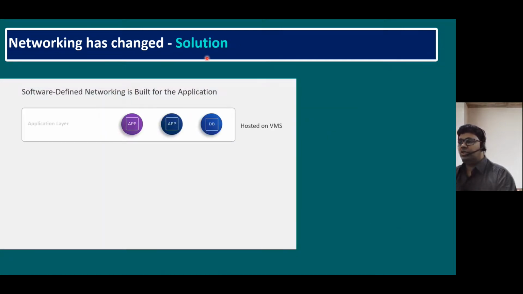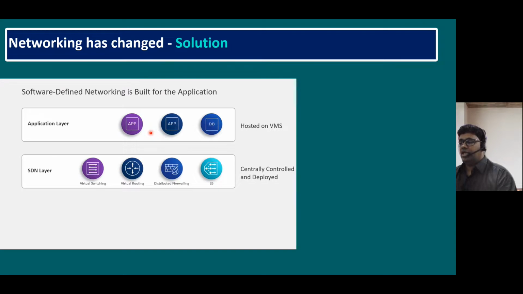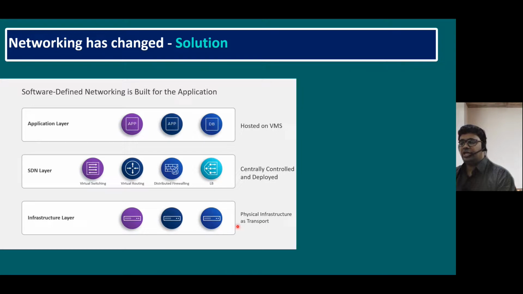Networking has changed. The solution is a software defined network built for the applications. Let's say within our application layer, we have app VMs and a database VM hosted on VMs. These are all running as virtual machines. But instead of touching our physical network layer, within our virtualization abstraction we add another abstraction layer called SDN, the software defined network layer. It provides the main services: virtual switching, routing, firewall, and load balancer, centrally controlled and deployed. And we also have a physical network. The physical infrastructure works as a transport layer, that is our infrastructure layer.